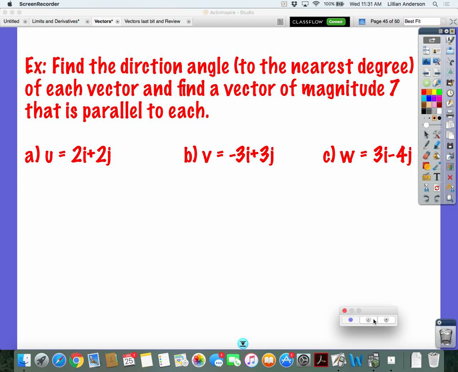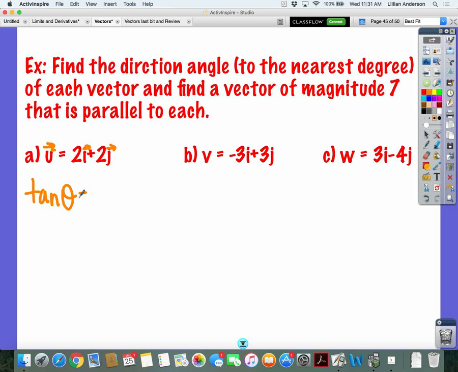Or we just like. So, yes, these are your vectors, okay? These are vectors here. And I'm definitely not going to go in and redo an arrow, because that's another feature. But, so you're finding the direction angle to the nearest degree of each vector. And we're going to find the vector of magnitude 7 that is parallel to each. So the direction angle, remember that it is tangent of theta, okay?